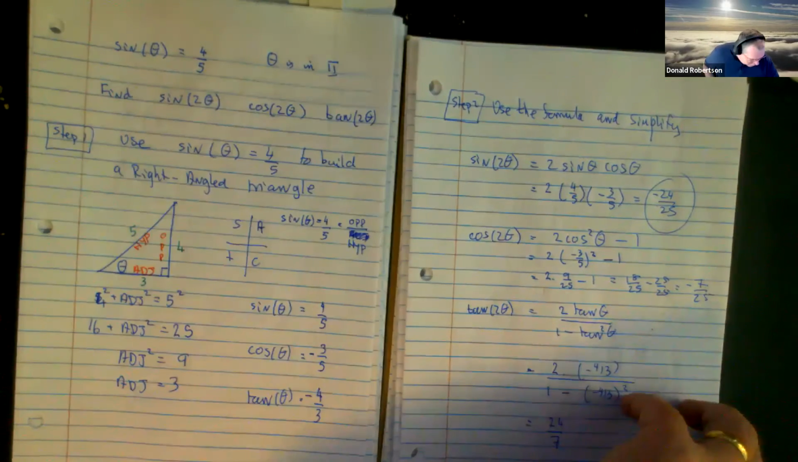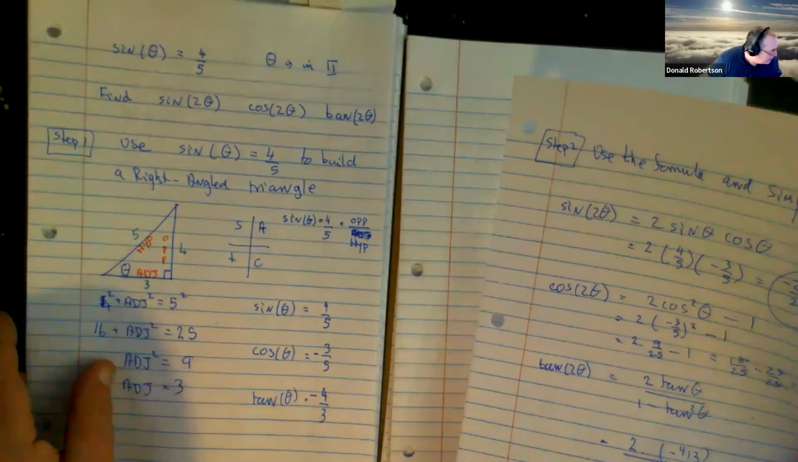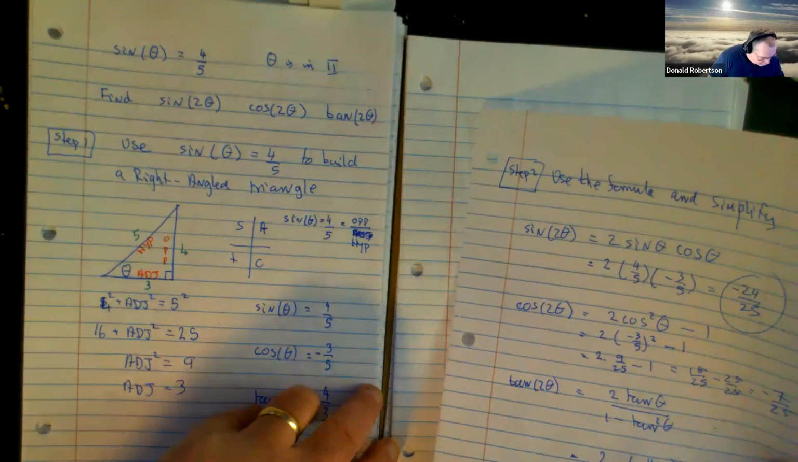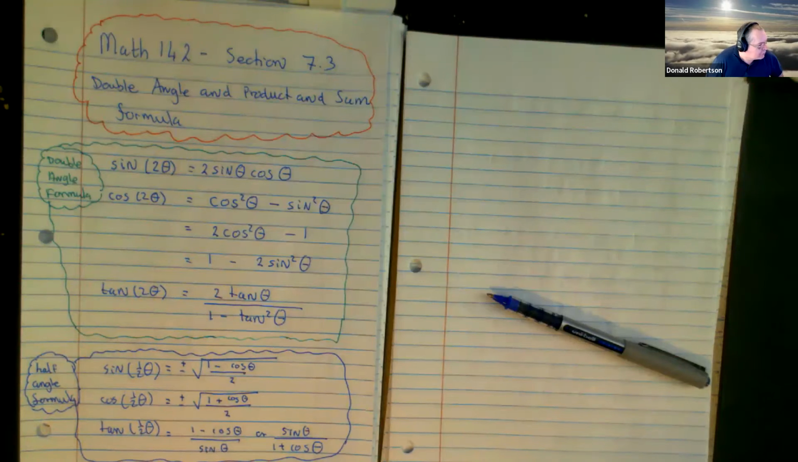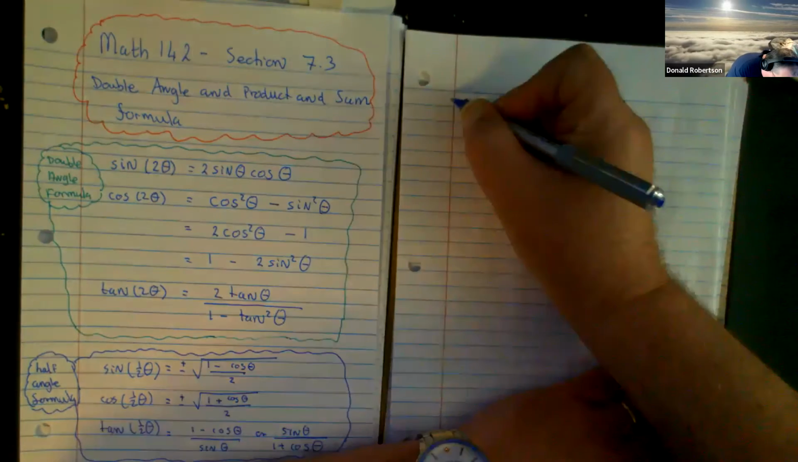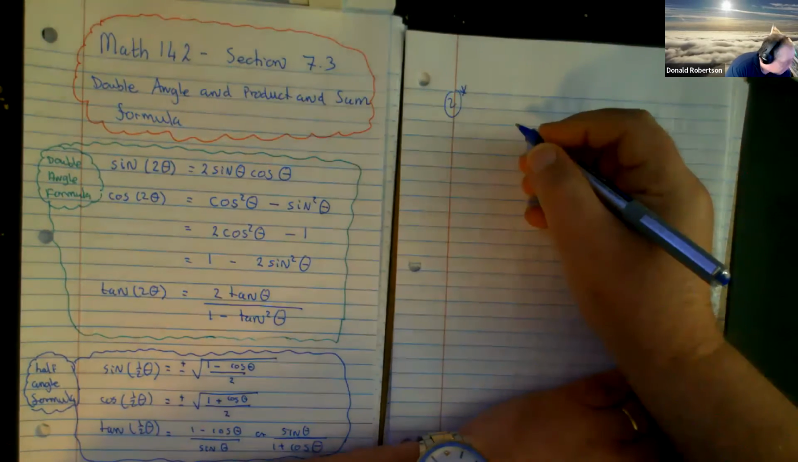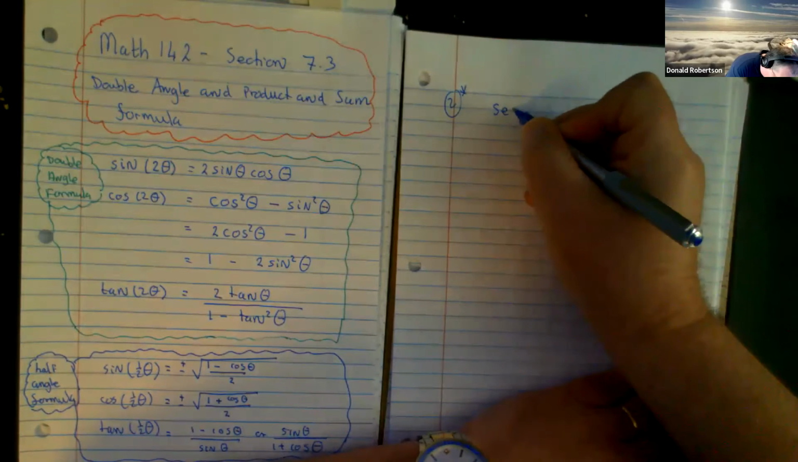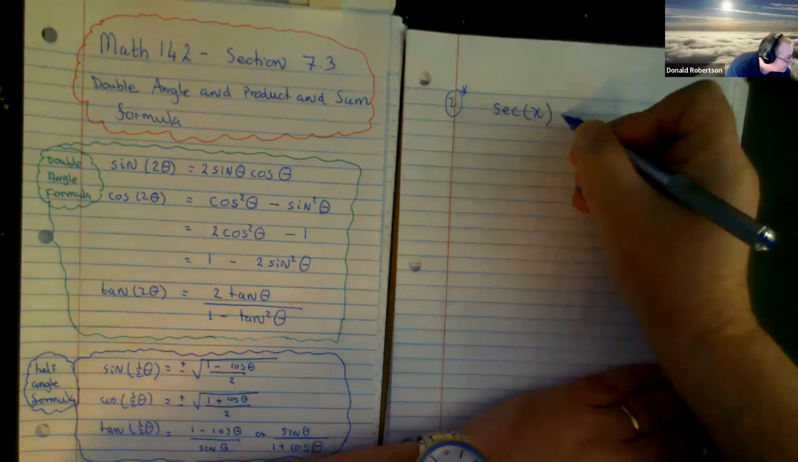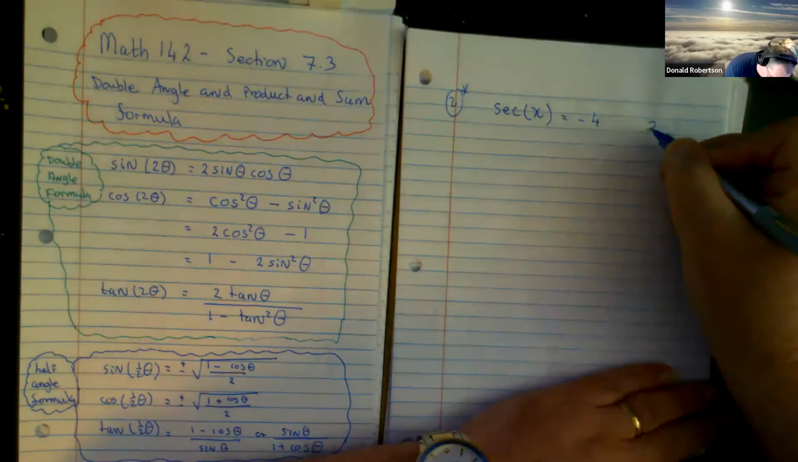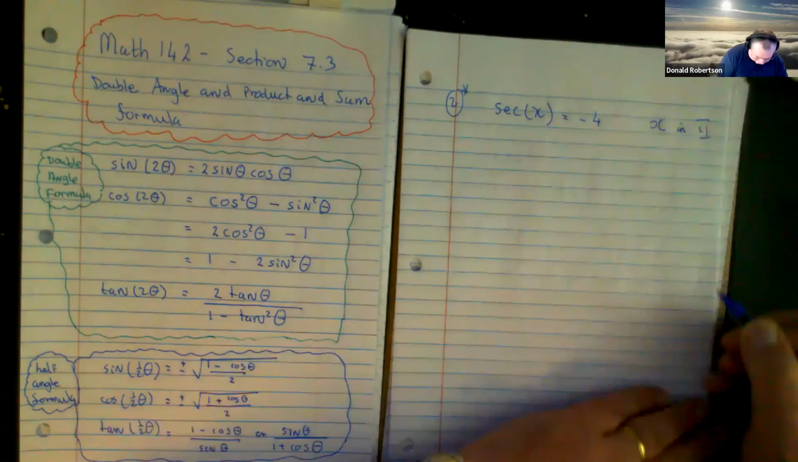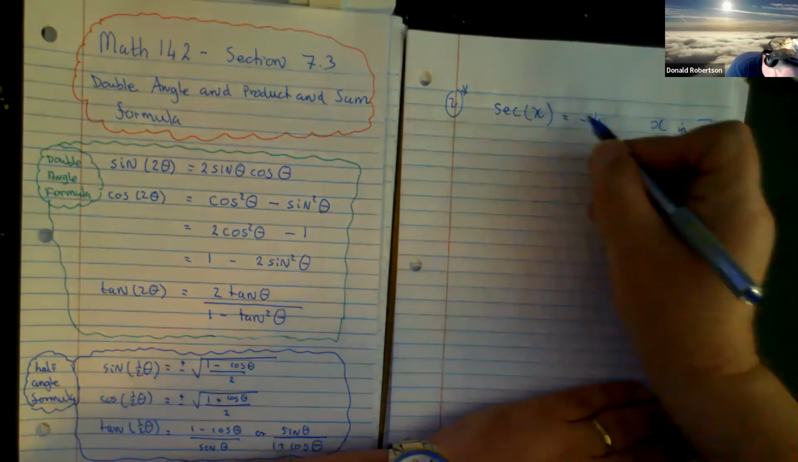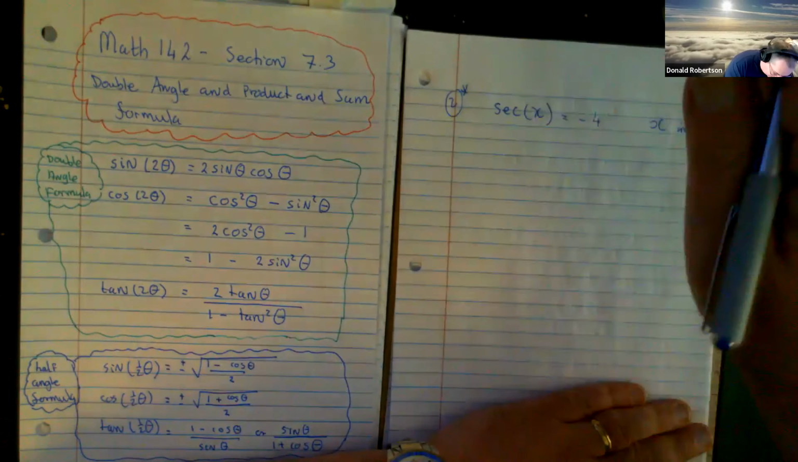Okay. Let's do another one. I think this time I'll pick as my example one of theirs. Okay. Hold on a second while I find one. Let's do question 2. We're being told that the secant of x is negative 4, and we're told that x is in the second quadrant. We're being asked to find sine, cosine, and tan, right?